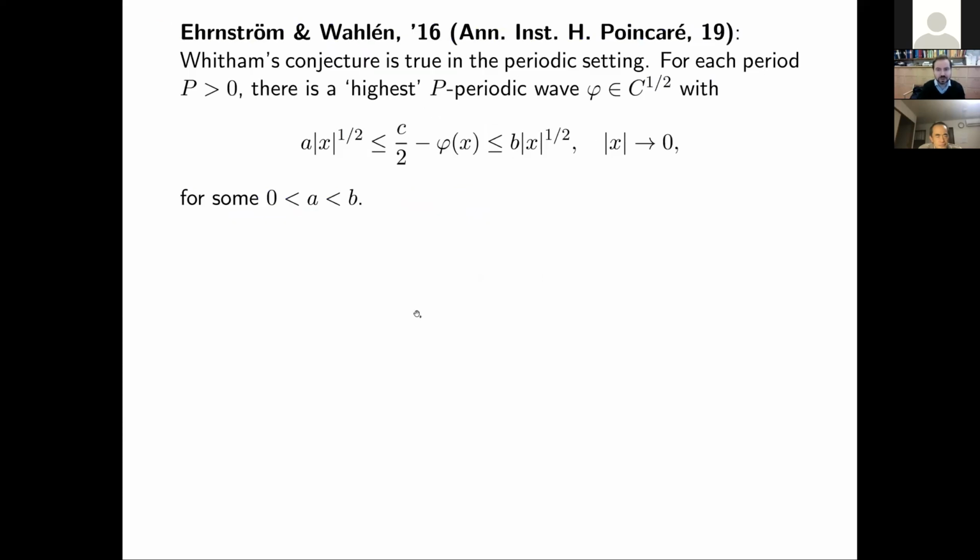Okay, and together with Mats, we proved this Whitham conjecture in the periodic setting a couple of years ago. We proved more. For each period, we actually constructed a global bifurcation curve going from a trivial solution to a highest cusp wave. And we were able to say something about the behavior of this solution at the crest. It behaves like Whitham suggested, with a square root of x behavior.